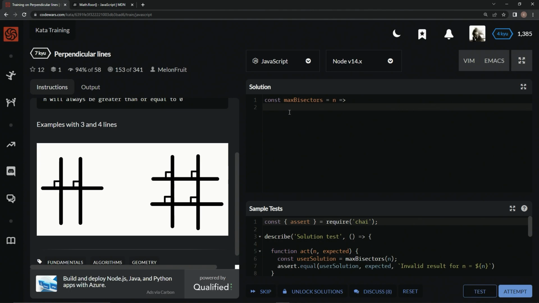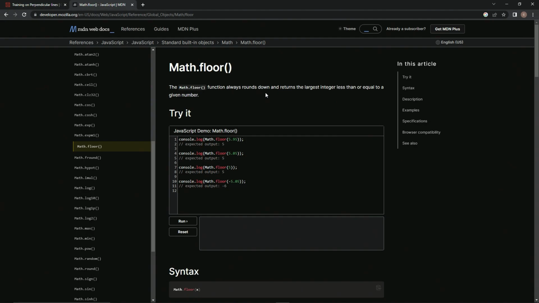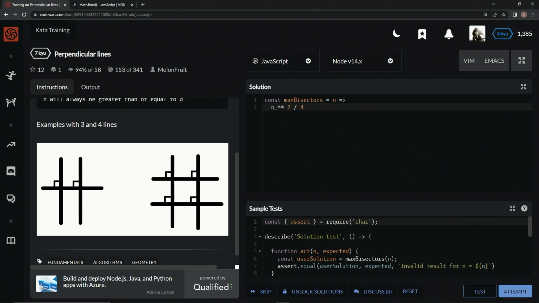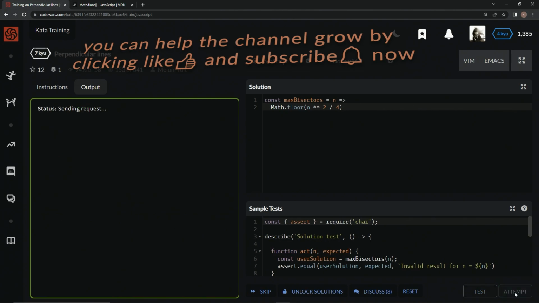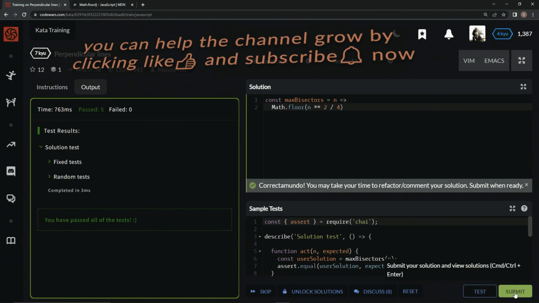So that's basically it. All we're going to do is say n squared divided by 4, and then we just have to round down with this. So we're going to use the Math.floor function, which always rounds down and returns the largest integer less than or equal to any given number. So we'll just wrap this up in parentheses right here and type Math.floor and test it out. And there we go, and attempt it, and there we go, and submit it.